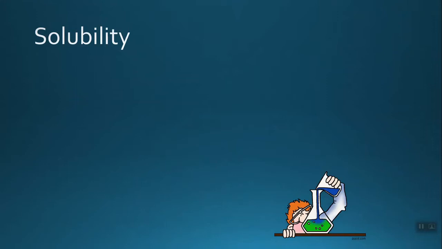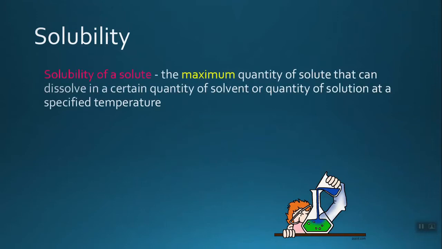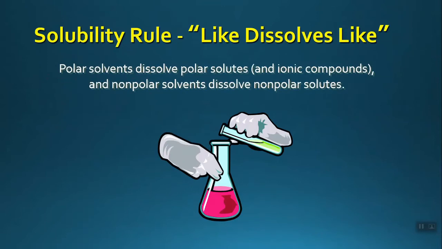in a solvent. And in this video, we are going to discuss the solubility of a solute, which is the maximum quantity of solute that can dissolve in a certain quantity of solvent at a specific temperature. So how do we know, first of all, that a solute can dissolve in a solvent, or which solutes can dissolve in a solvent? We are going to learn this general rule, like dissolves like. And again, this is a general solubility rule.